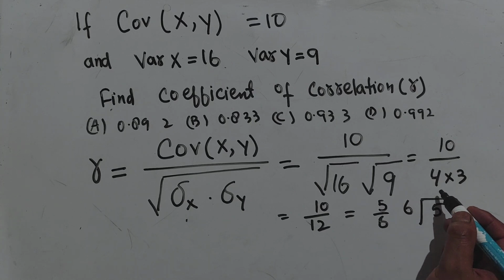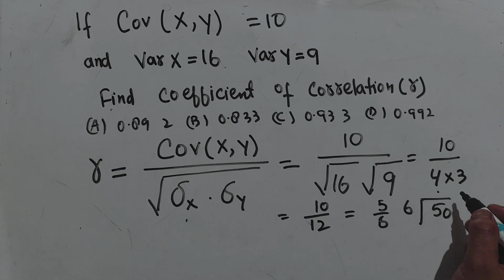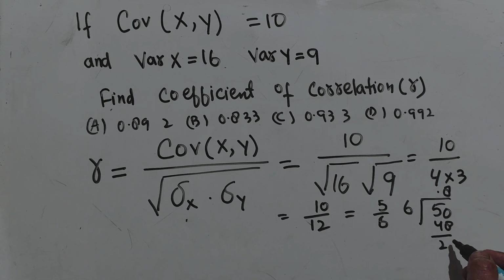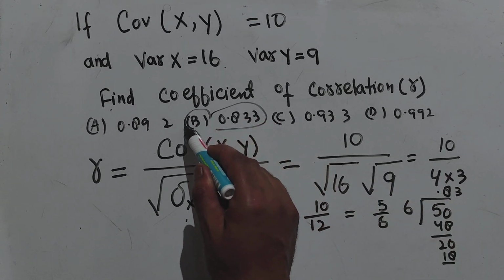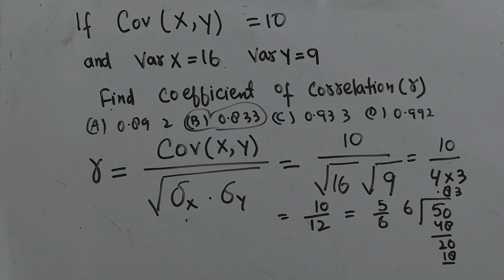So we have 5 here, then we have 6 here. So here we have point, here we have 0. So we get 6, 8s are 48 to our left, then we have 0. 6 3s are 18. So we get 0.83. So here we have one option, 0.83. So this should be the correct option.